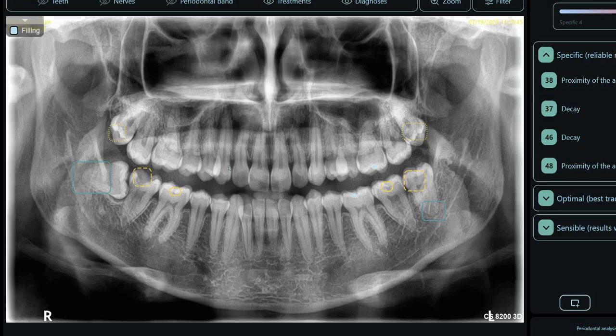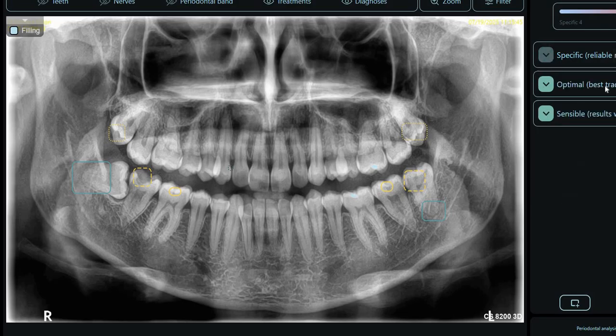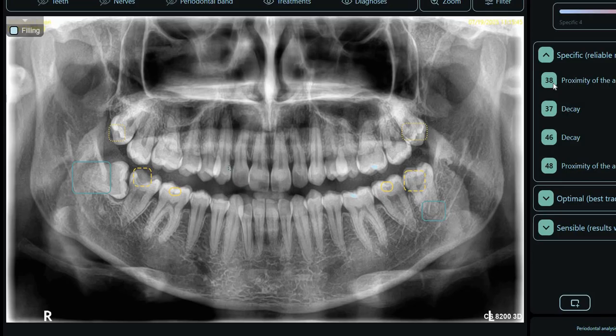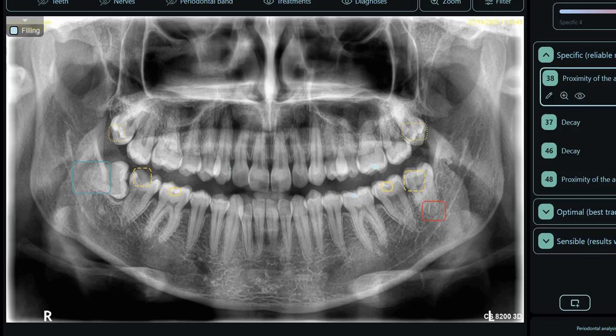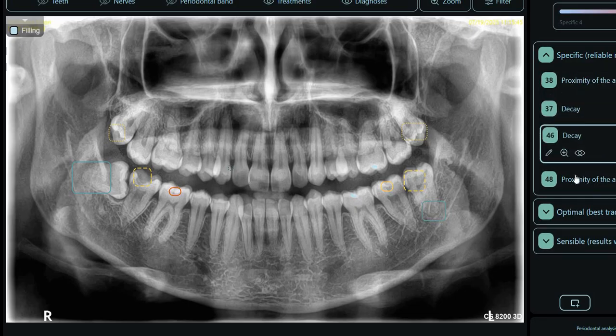So just these four things which were very specific: the proximity to the 8, the decay in the 3-7, the decay in the 4-6, and the 4-8. So this is where the AI thought it was absolutely correct. This, this, this, and this. So these were the things that the AI was absolutely correct about.